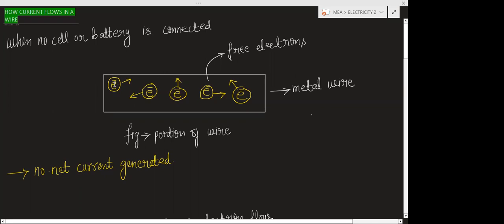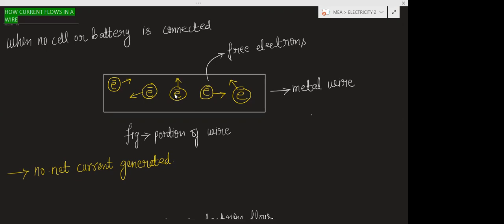So you can see here the electrons are moving randomly in all the directions. Due to this, there will be no current generated.